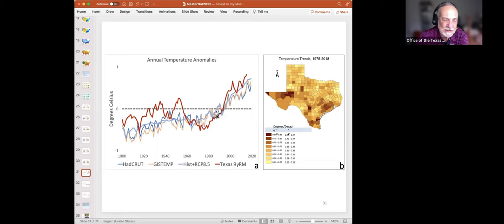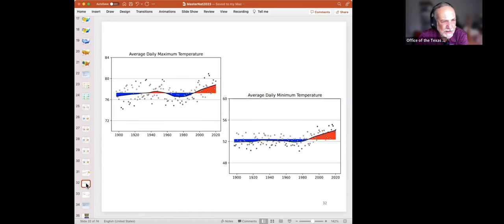Overall, everything in Texas matches what would happen globally, except for the period 1950s to 1970s. If we look at the temperature on average, we see that maximum temperatures declined fairly substantially from the 1950s to 1970s. Minimum temperatures didn't. They were fairly flat until the recent warming. So something different was happening with maximum temperatures than minimum temperatures.